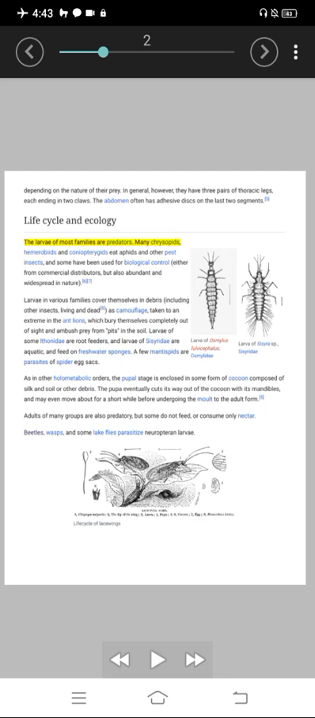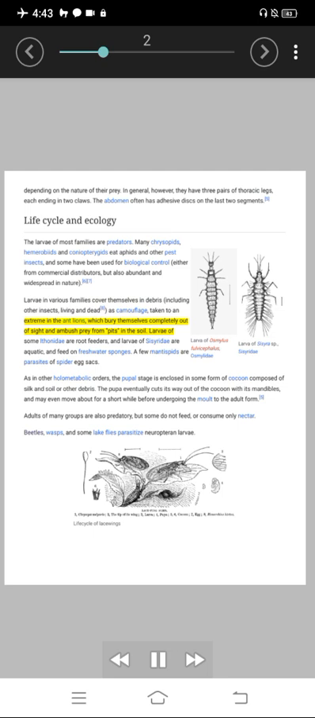The larvae of most families are predators. Many chrysopids, hemerobiids and coniopterygids eat aphids and other pest insects, and some have been used for biological control, either from commercial distributors, but also abundant and widespread in nature. Larvae in various families cover themselves in debris, including other insects, living and dead. As camouflage, taken to an extreme in the ant lions, which bury themselves completely out of sight and ambush prey from pits in the soil.